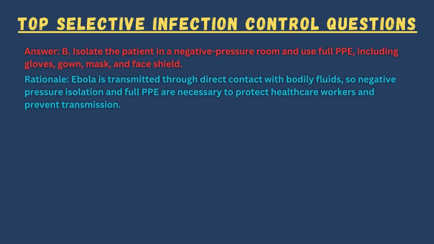Answer: B. Isolate the patient in a negative pressure room and use full PPE, including gloves, gown, mask, and face shield. Rationale: Ebola is transmitted through direct contact with bodily fluids, so negative pressure isolation and full PPE are necessary to protect healthcare workers and prevent transmission.